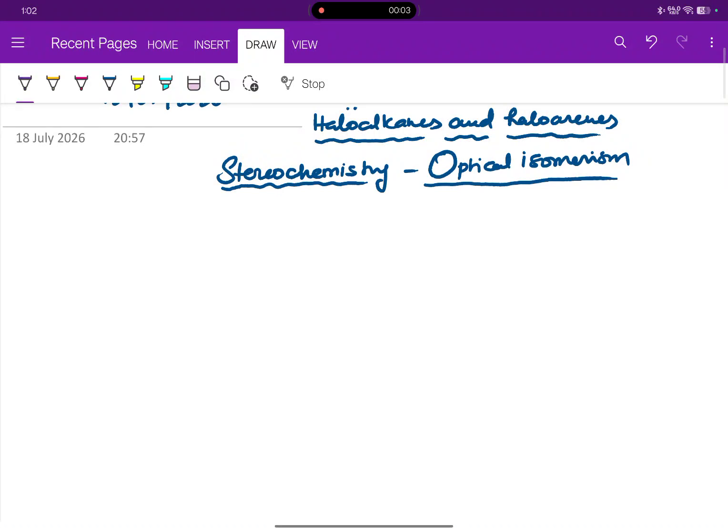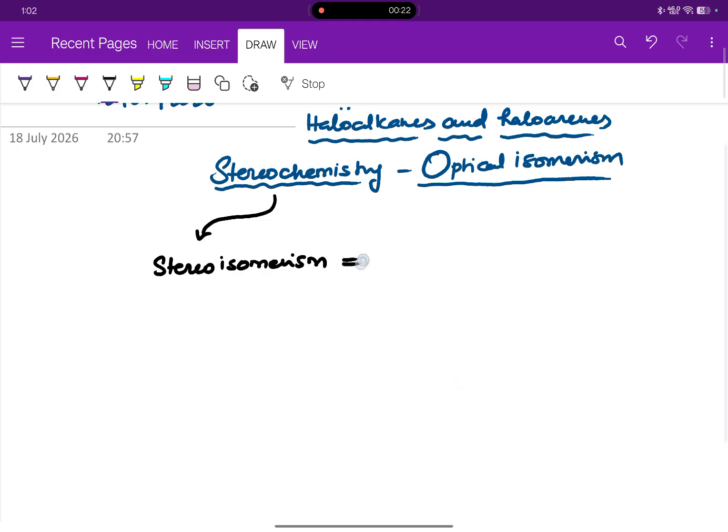So first we'll start with what is optical isomerism and then we'll go forward. Okay. So first thing that you should know is what do you mean by stereo isomerism or stereochemistry? Stereochemistry comes from the word stereo isomerism. So what do you mean by stereo isomerism? Same molecular formula, but different structure. Structure isomerism.